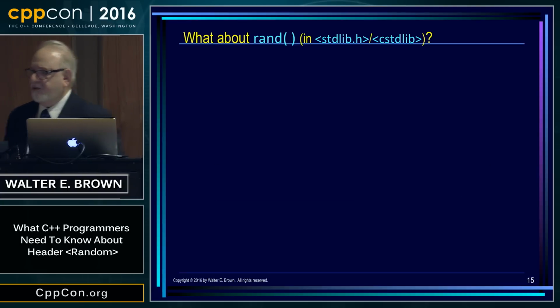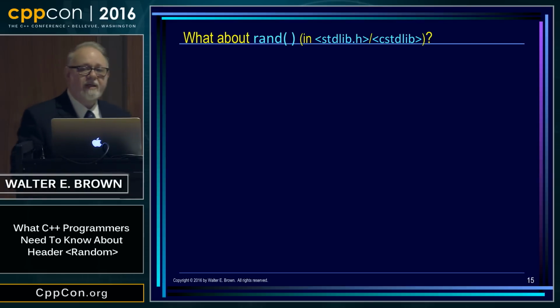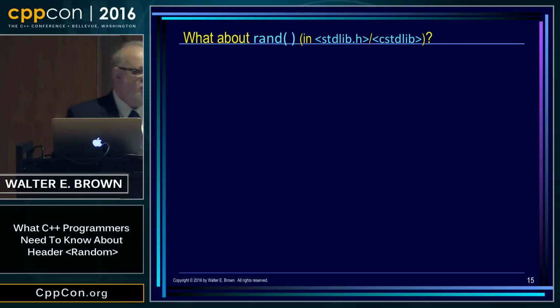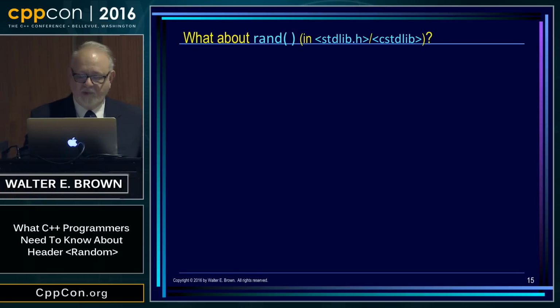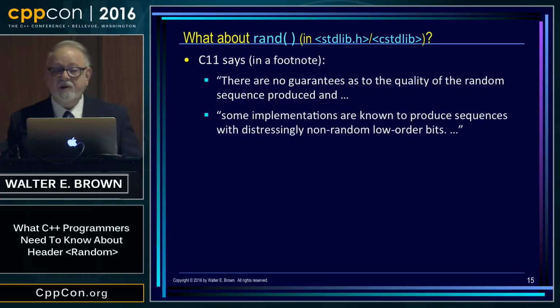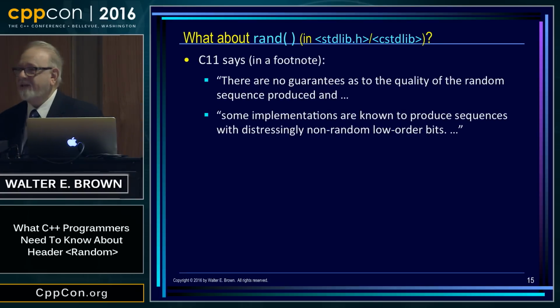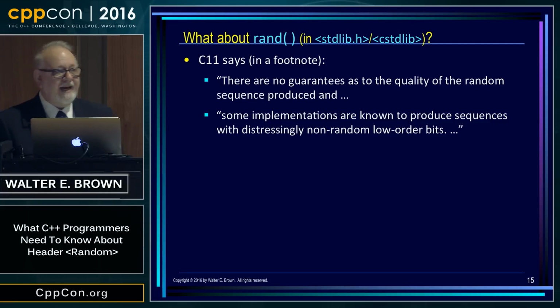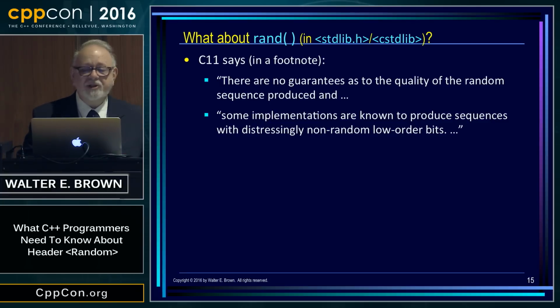I am often asked, what was wrong with the rand function in stdlib.h, which we absorbed as cstdlib? Well, if you haven't, I encourage you to go read what the C standard says about it in C11. Here's the quote. It's a footnote. There are no guarantees about the quality of what you get. And it is known that some implementations give you not just bad, distressingly non-random bits. That's what it says. I'm quoting the standard. I did not make this up.